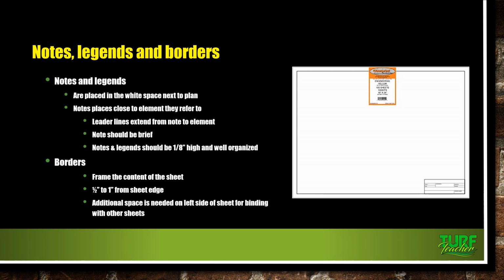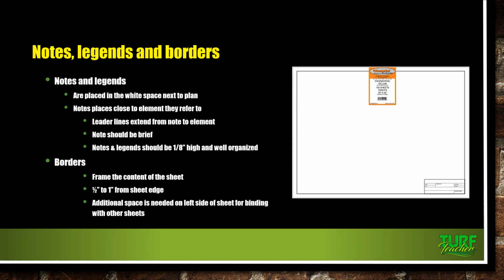But borders, frame the content of the sheet 1/2 inch to 1 inch from the sheet edge, depending on how big it is. I usually go 1/2 inch, and then additional space is needed on the left side of the sheet for binding with other sheets. And I like actually getting the binding done with our company logo on it to make everything just neat and clean and uniform.